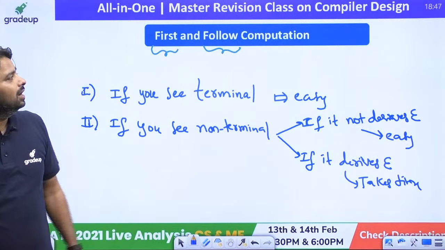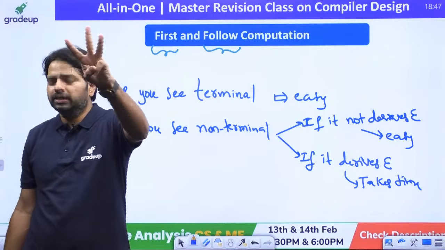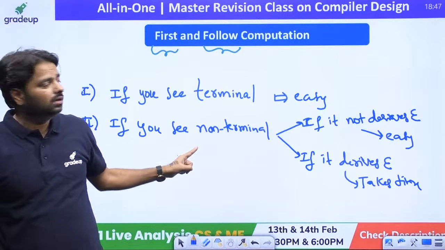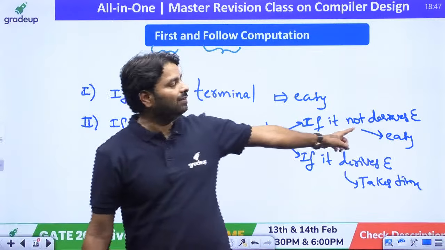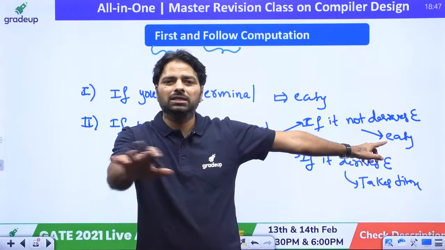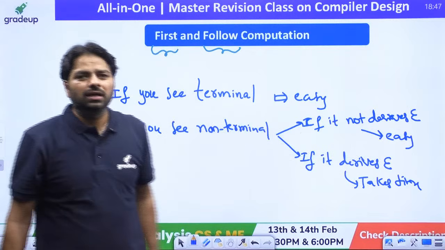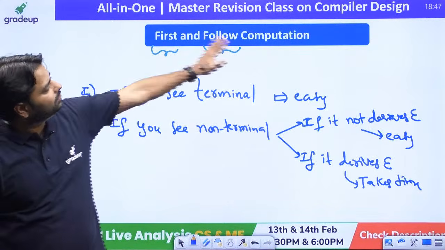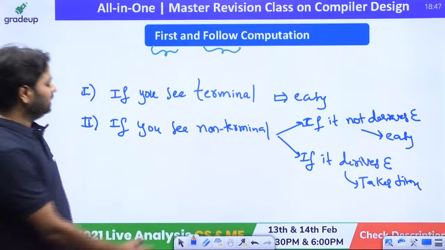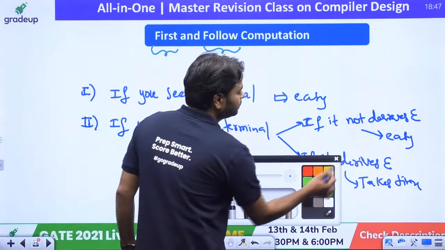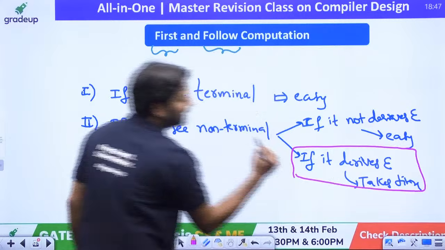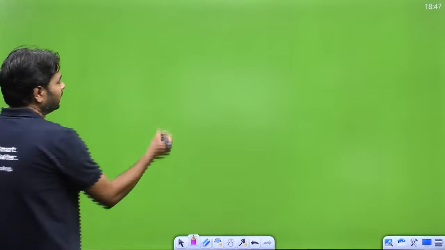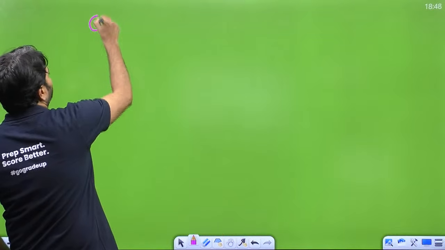Are you clear on this point? While you compute first and follow, focus on 3 things. Are you able to see the terminal? Answer is over. If you are seeing a non-terminal, look at whether you derive epsilon from that non-terminal. If not, the answer is going to be easy, no matter what the grammar is. Yes. And if it derives epsilon, then it takes time. So both of them have the same problem. And if you look at the third point, it takes time. Are you clear? Are you ready to look at the definitions? Look at it. Suppose the first example.